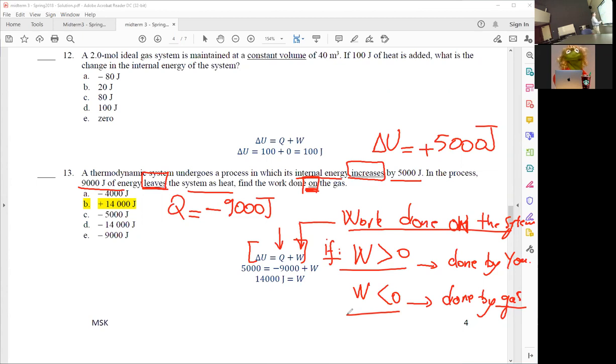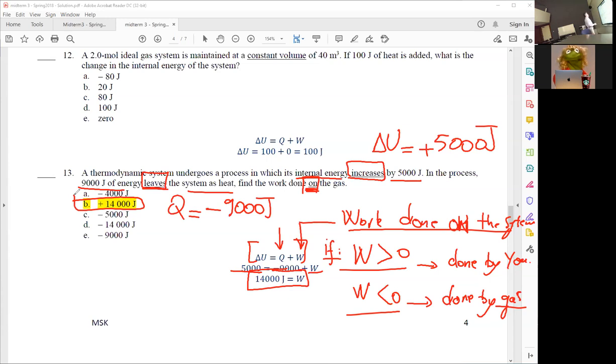Now, here you plug the numbers in. 5,000 is equal to negative 9,000 plus work. That means you end up with a work that is positive 14,000 joules. Okay, that's 14,000 joules. This is option B. I hope it's clear to everybody.